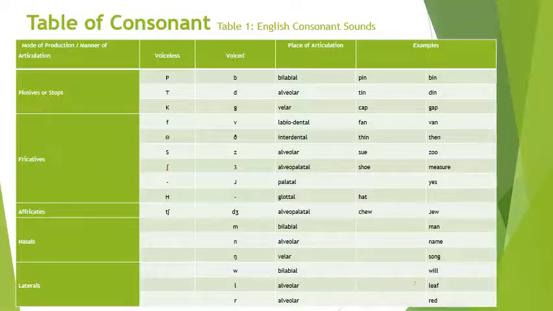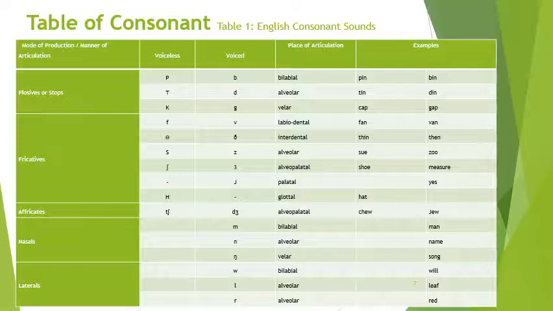And we have fricatives, F and V. They are called fricatives because we have the contact of what? Lower lip and upper teeth. Lower lip and upper teeth. And they are labiodental. Fan, van, as you can see.